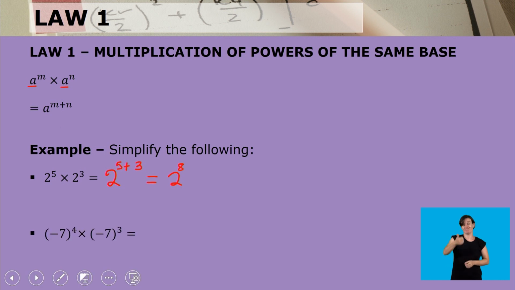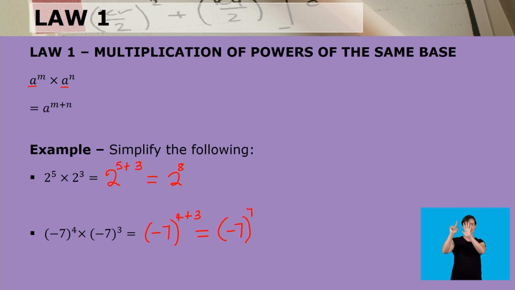Let's look at another example. Now we have a negative 7 exponent 4 being multiplied by a negative 7 exponent 3. Now, do they have the same base? Yes, they do, and that base is a negative 7. And what about them being multiplied? Of course, when we are multiplying powers that have the same base, then we know that we are going to add those exponents. So that is going to be our 4 plus our 3, and in the end, that's going to give us a negative 7 as a base and a 7 as an exponent, and that is our final answer there.